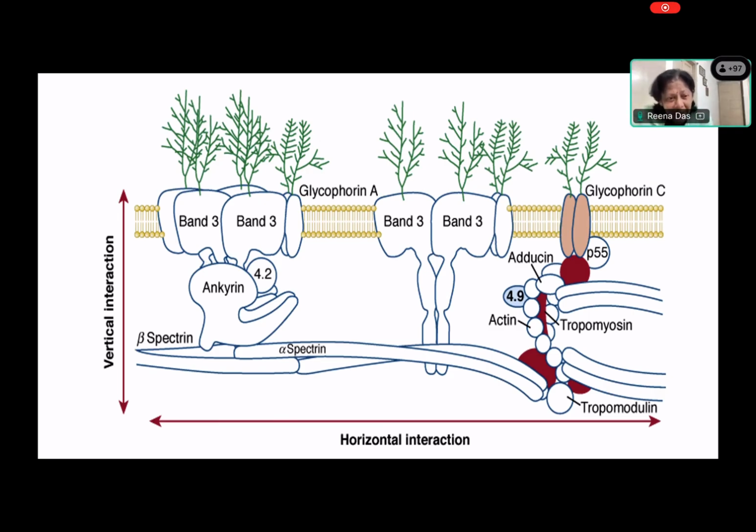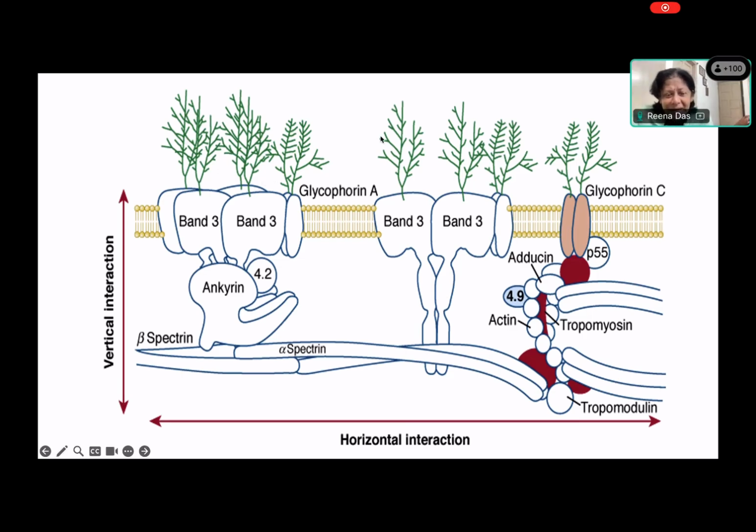And band 3 will then attach to protein 4.2 and then the ankyrin. A part of the ankyrin will attach to beta spectrin, and beta spectrin will attach to the alpha spectrin. So you have the head-on attachments of the beta spectrin and the alpha spectrin, and that forms the mesh all around. That forms the cytoskeleton by the horizontal interaction. So all these proteins are important: band 3, protein 4.2, ankyrin, beta spectrin, and alpha spectrin. These are the major membrane proteins which are important for us.